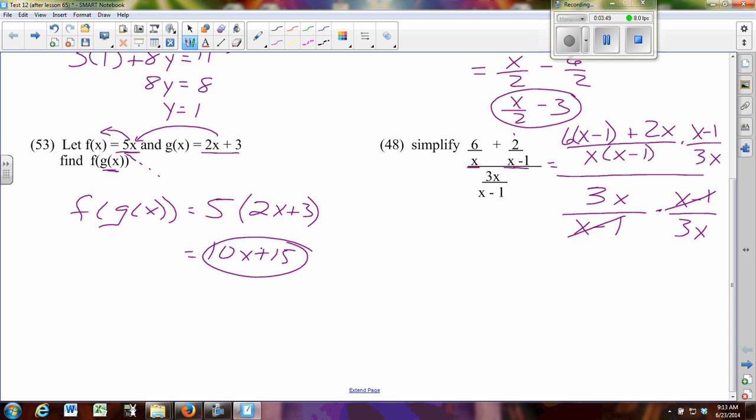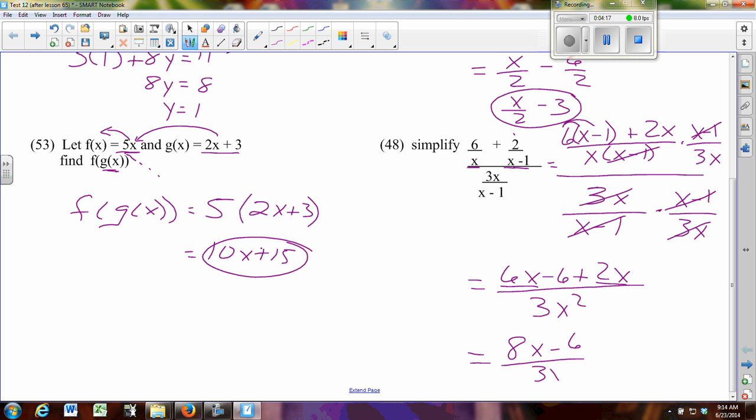These would cancel. My 3x's will cancel. Now on top, if you notice, my x minus 1's would cancel. So here I would have, I'm going to multiply this through, 6x minus 6 plus 2x all over 3x squared. And I can clean the top up a little bit by combining 6x and 2x to be 8x minus 6 over 3x squared.